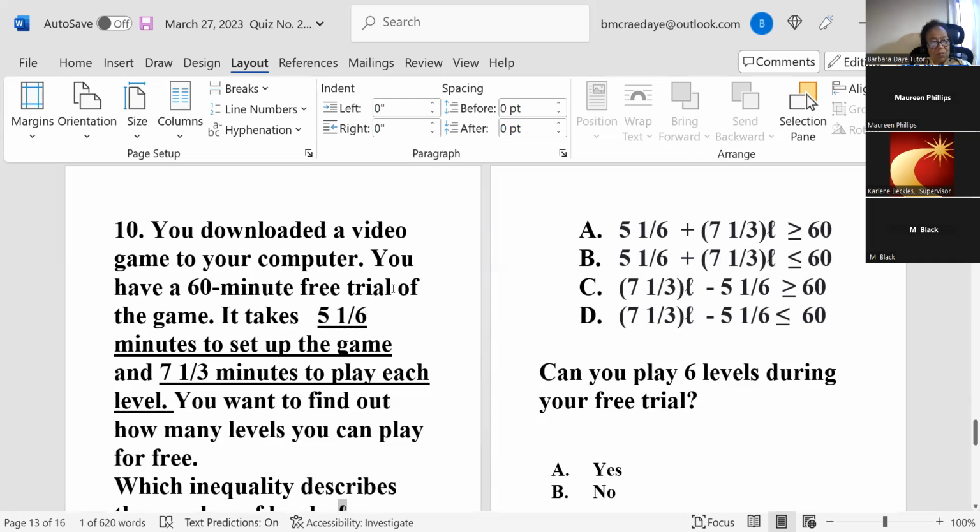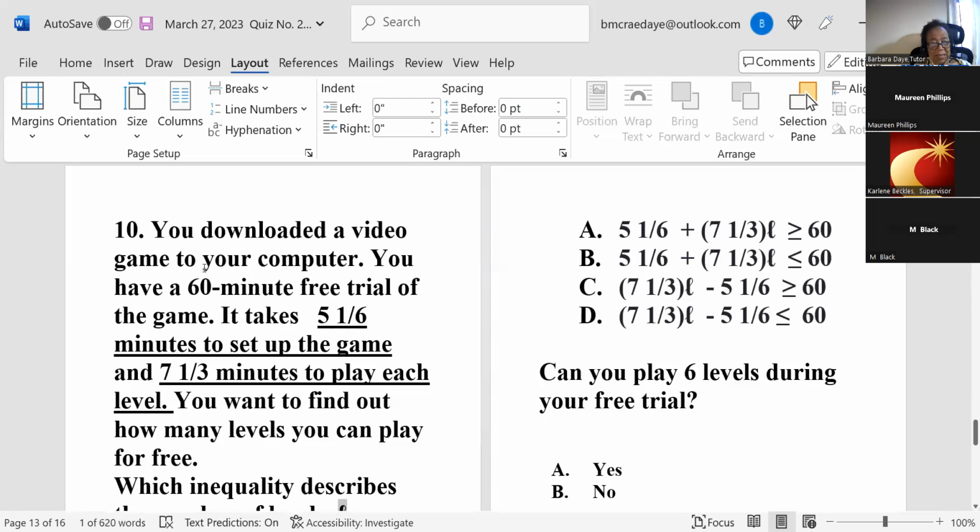You've got a 60-minute free trial. Don't forget, we're not talking hours here. It takes 5 and 1/6 minutes for you to set up the game. You're in a trial, right? But it takes 7 and 1/3 minutes to play each level. So the 5 and 1/6 is the setup minutes. The 7 and 1/3 is the minutes per level. That's why this is a multiplication.